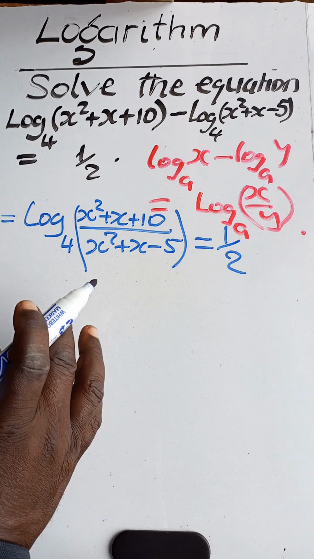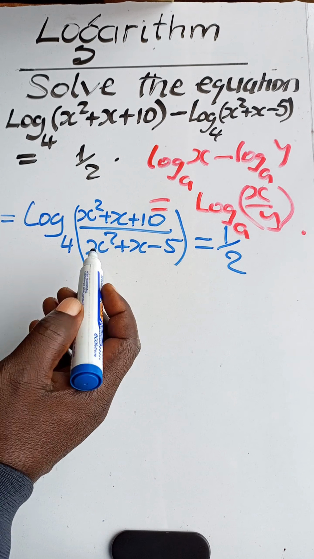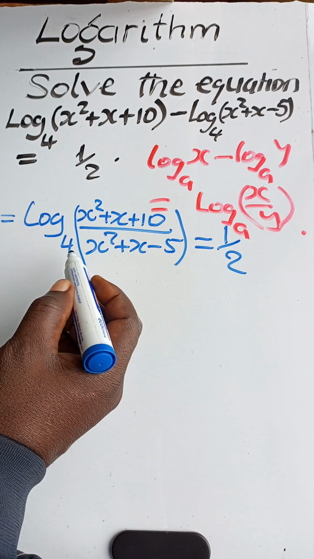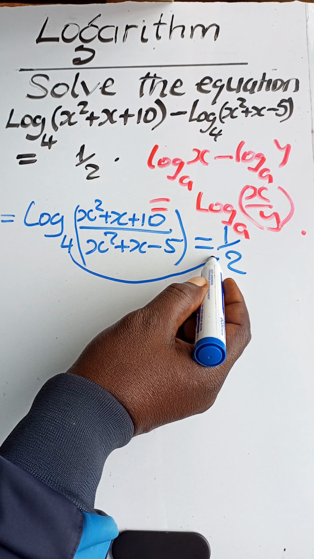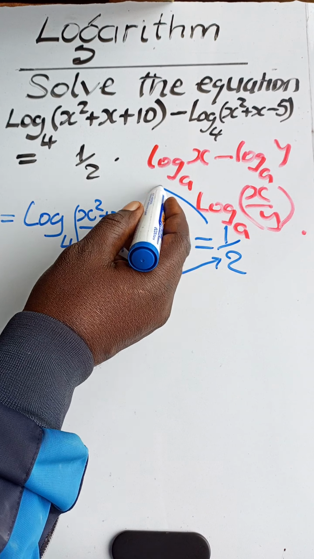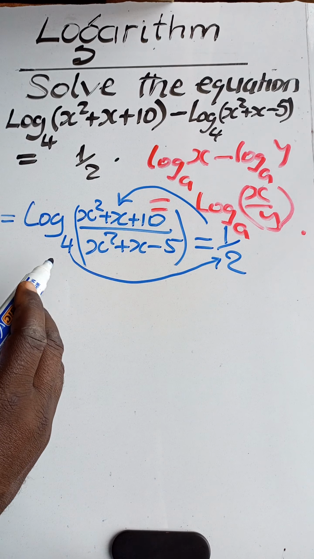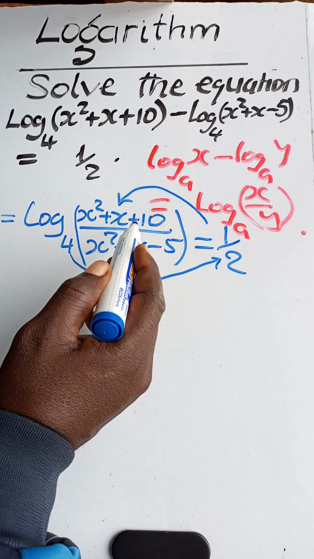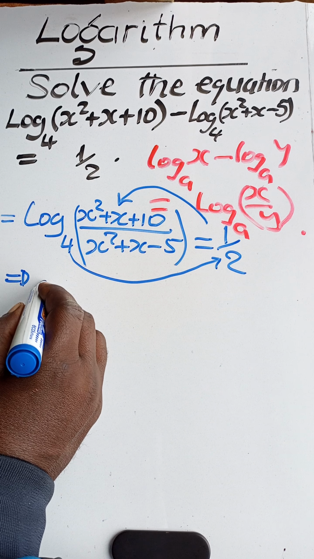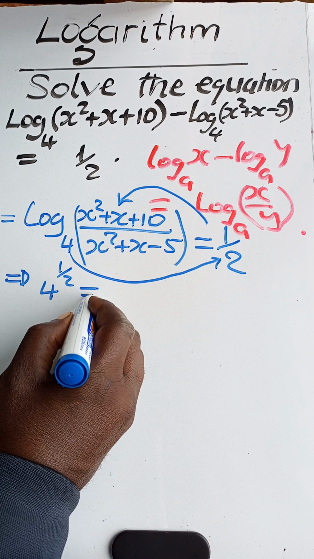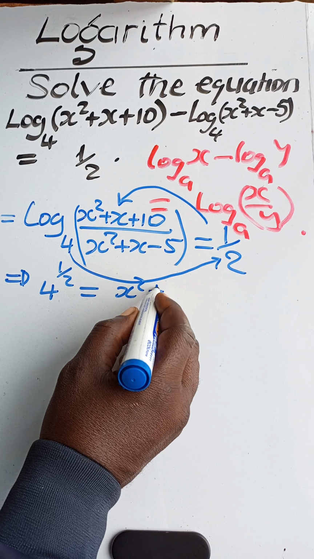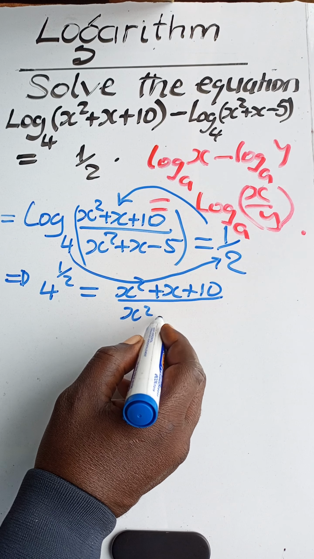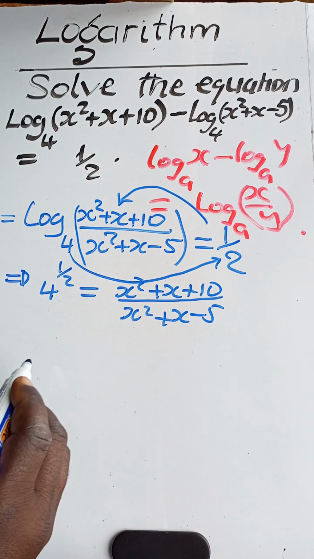Okay, now we apply the rule: when we have log to a certain base of an argument equal to a certain value, it means we take that base, raise it to that value, and it will give us that expression. So 4 raised to the power half, we expect it to give us this expression. All right, so that means 4 to the power half is equal to x squared plus x plus 10 all over x squared plus x minus 5.